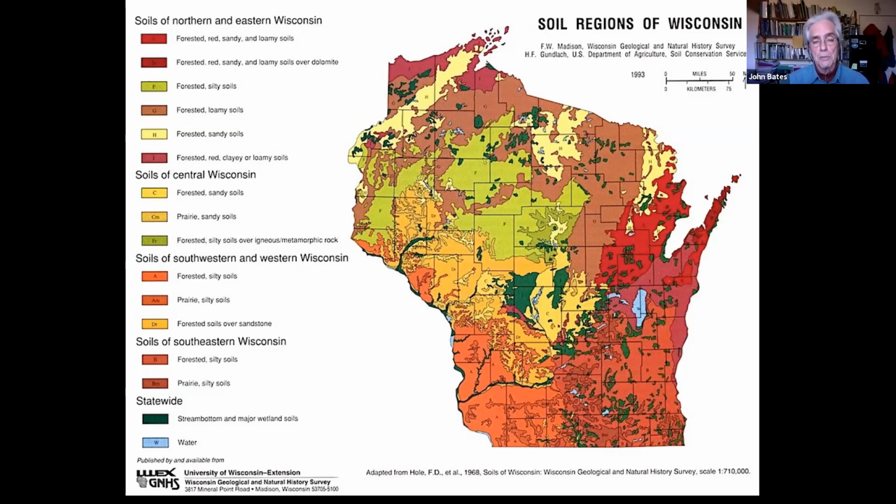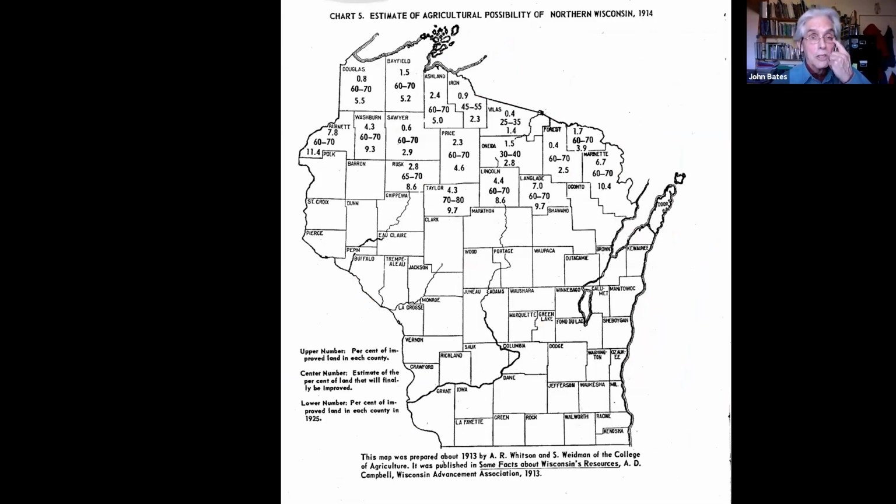I love this chart produced in the 1920s, but it shows a map in 1913, because everybody really wanted the Northwoods to become this Jeffersonian dream of farms, small farms. So the upper number, let's just look at Vilas County, is the percent of improved land in each county as of 1913. So 0.4%. After all the cutting and all the attempt by 1913 anyway to get people up here, less than 1% had been, quote, improved, thus made into farms. The estimate was by people with rose-colored glasses that 25 to 35% could be made into farms.